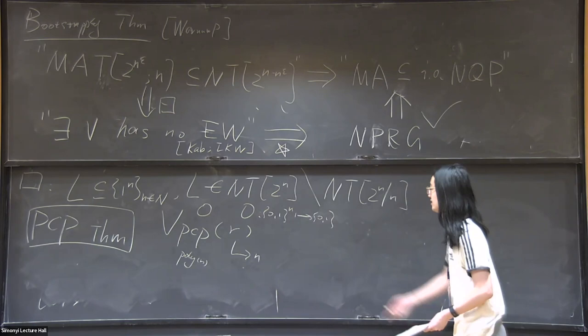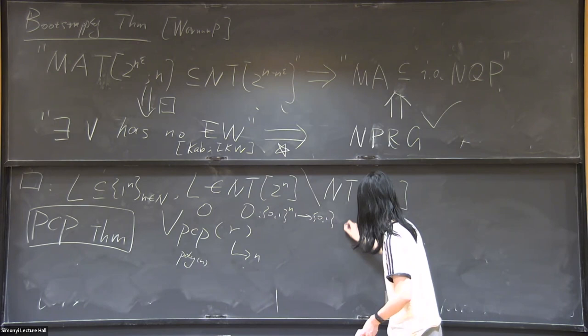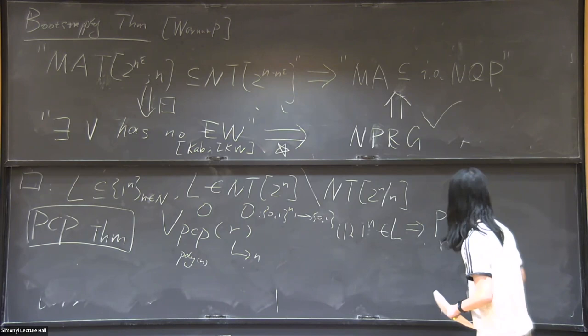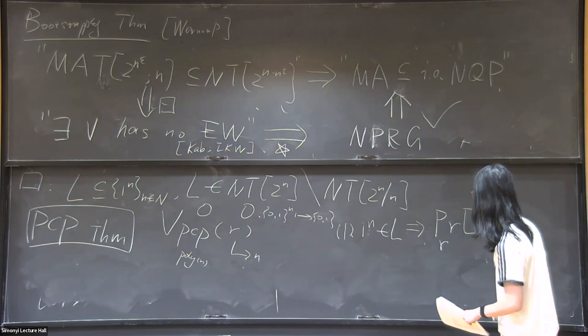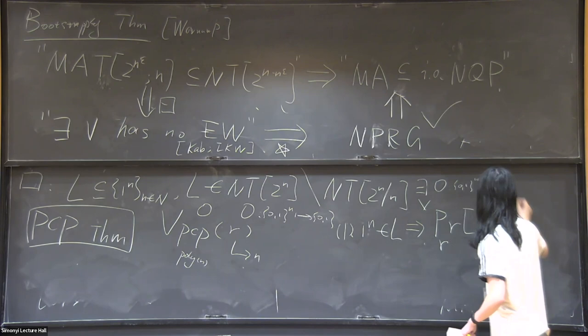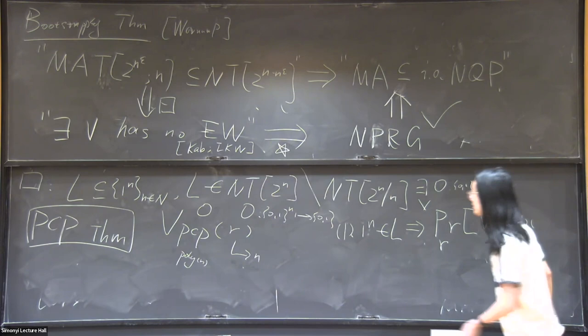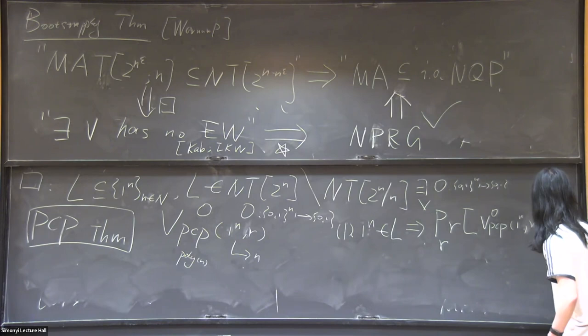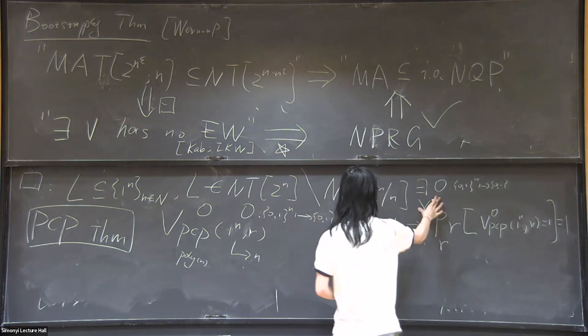Okay, let's see. So what's the condition? The condition says that first, if 1 to the n is in L, then the probability of acceptance of the PCP, there exists a proof, of course, which is a function such that, that should be another, that should be two inputs, right? It's one. So it says that if 1 to the n is in L, there exists some proof which, given as the oracle, makes the PCP verifier always accept.